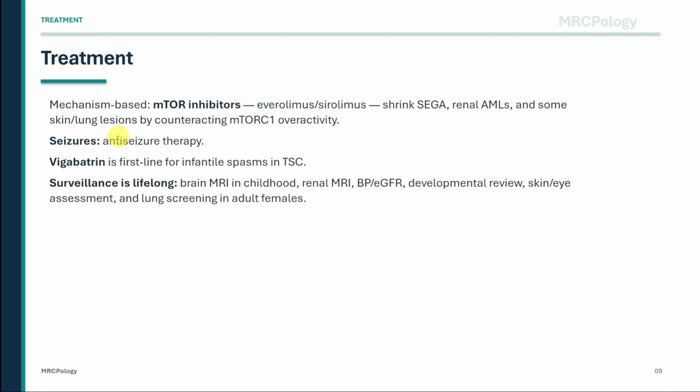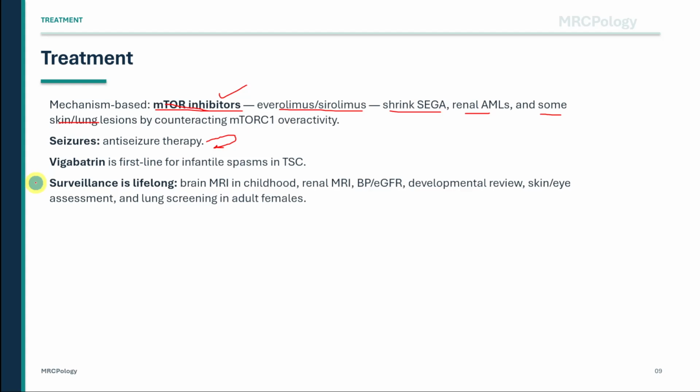Treatment is increasingly mechanism-based. Because the problem is overactive mTORC1, mTOR inhibitors such as everolimus and sirolimus can shrink subependymal giant cell astrocytomas, renal angiomyolipomas, and some skin or lung lesions. Seizures need anti-seizure treatment, and vigabatrin is first line for infantile spasms in tuberous sclerosis.